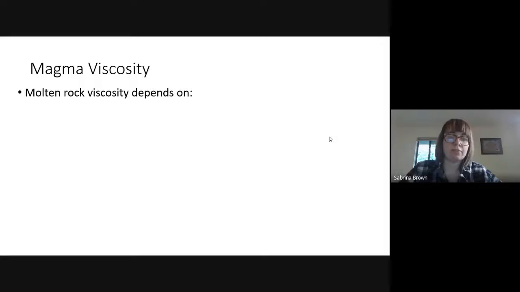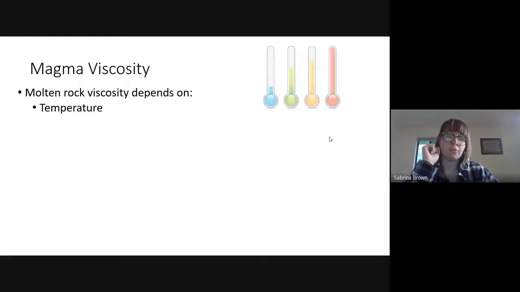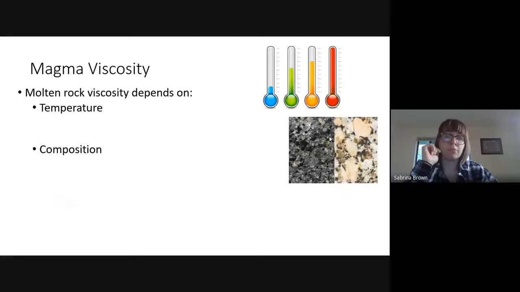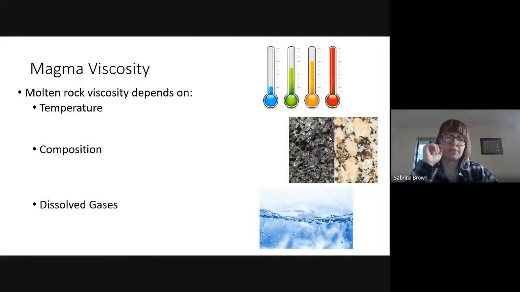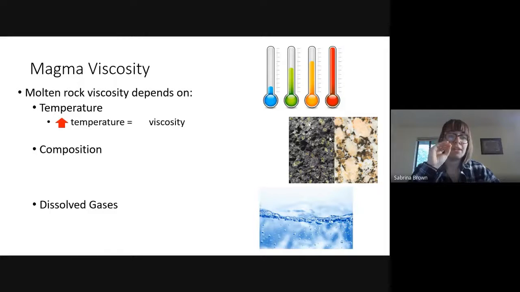And the molten rock viscosity, right? So the viscosity of a magma or of a lava depends on the temperature of that molten rock, the composition of that molten rock, and the amount of dissolved gases within that molten rock. So with temperature, as we increase temperature, we decrease the viscosity. If we have hotter magma, then we have a magma or a lava that likes to flow more easily, right? It's more watered down, it's liquidier, it likes to flow easily.